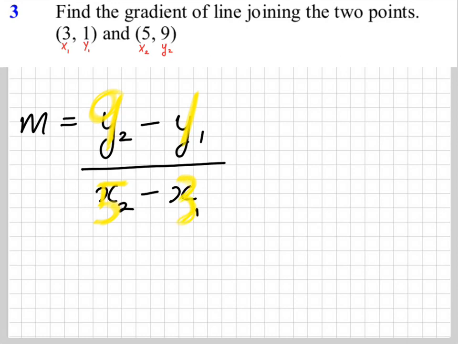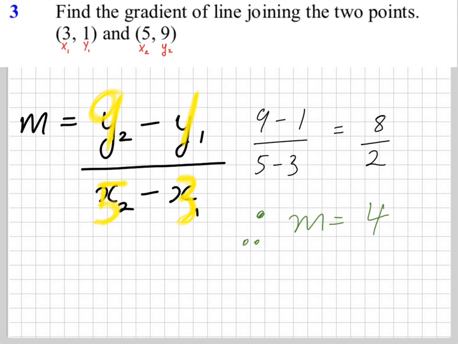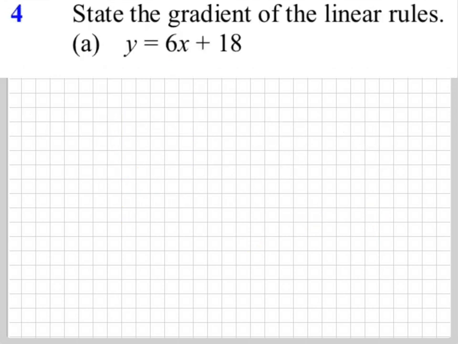So if we make that a little bit clearer, it'll be 9 take away 1 over 5 take away 3, which is equal to 8 over 2. So therefore our m is equal to 4. Let's move on to the next question. I think we've still got a bit of time to do this.